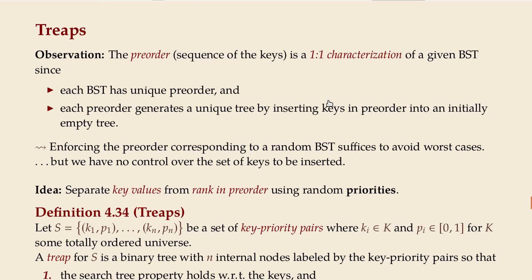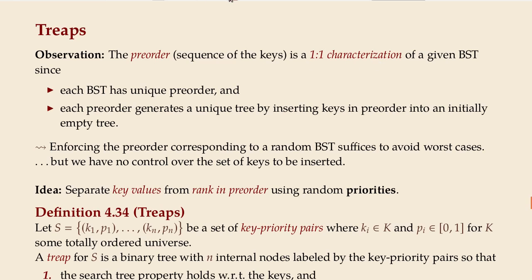Let's start from the beginning. So you know that in a binary search tree, the in-order is always just the sorted sequence of the keys. That's by definition. If you additionally record the pre-order, then you can reconstruct the binary search tree entirely, because the pre-order is exactly the sequence of insertion.